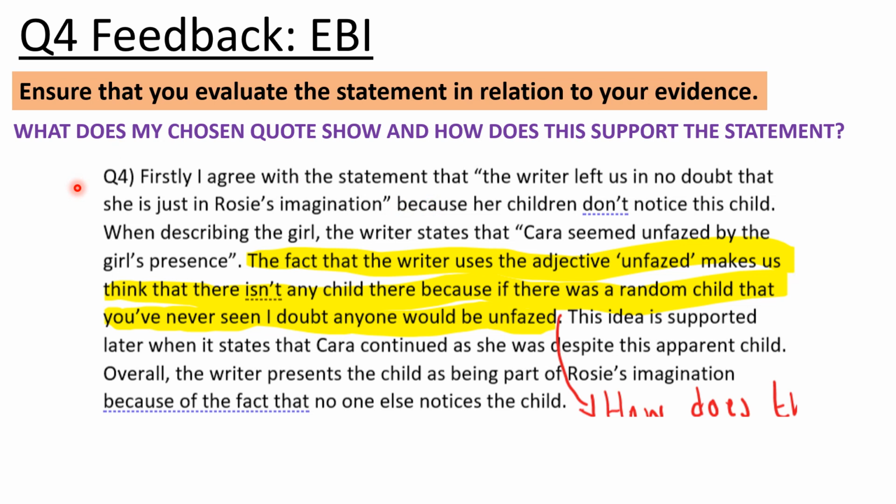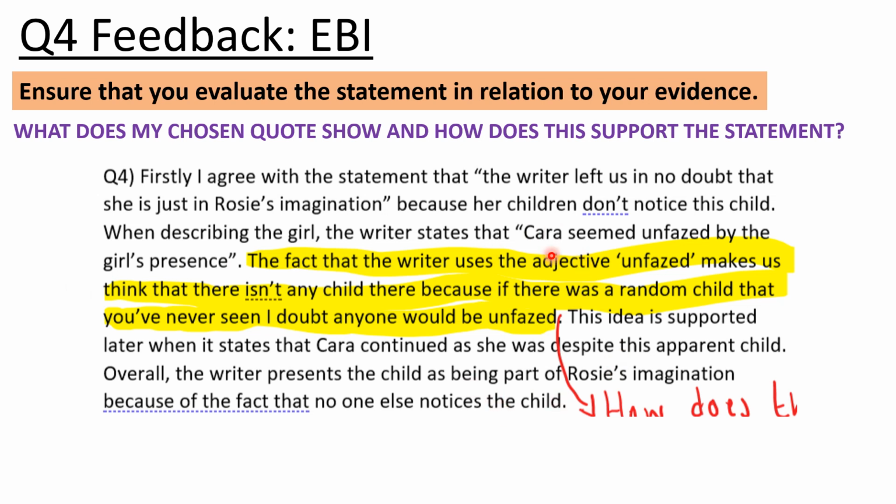Firstly, I agree with the statement that the writer left us in no doubt that she is just in Rose's imagination because her children don't notice this child. When describing the girl, the writer states that Cara seemed unfazed by the girl's presence. This is a great quote, good argument. They continue to say, the fact that the writer used the adjective unfazed makes us think that there isn't any child there, because if there was a random child that you've never seen, I doubt anyone would be unfazed. And then they go on to make a link and an overall idea.